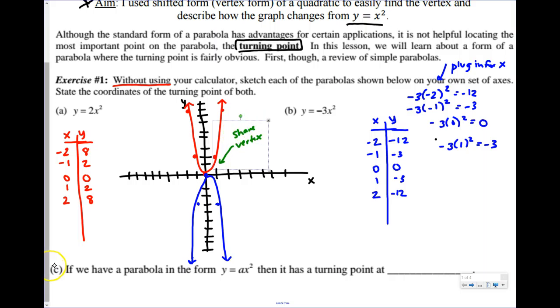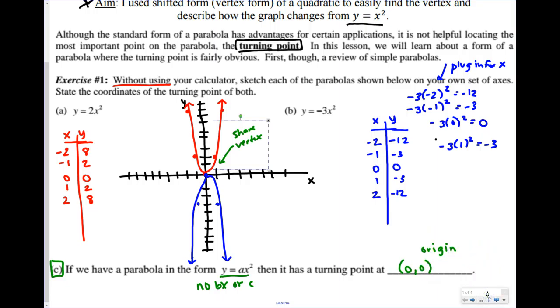And they share it because of what's happening in question C. If we have a parabola in this form, ax squared, meaning there is no bx or c, then it always will have a turning point at 0, 0, or at the origin.